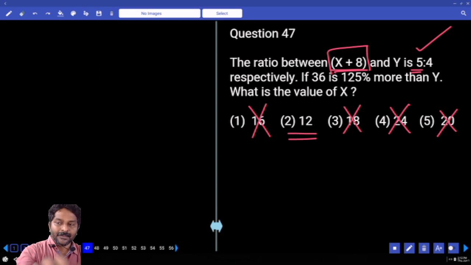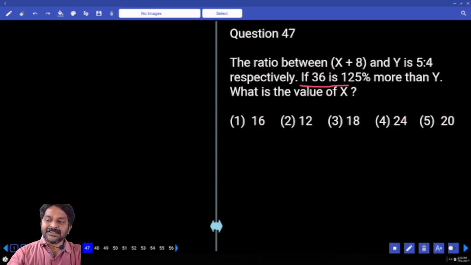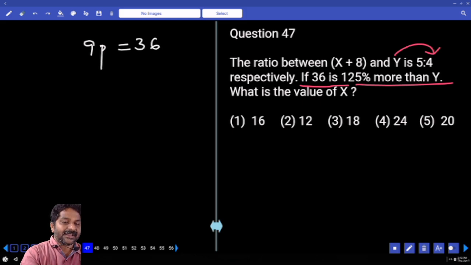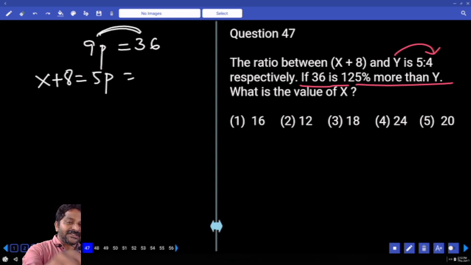Yes, if you want to do it, if 36 is 125% more than y, that's what they are saying, correct? How much is y? 4 parts. 125% more than 4 parts, in the sense, it has to be 5 parts more. That means it becomes 9 parts, which is equal to 36, correct? X plus 8 is mentioned as 5 parts, correct? 9, how many times is 36? 4 times. So x plus 8 is 20, x is equal to 12.